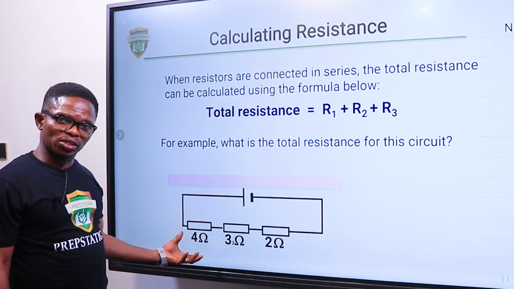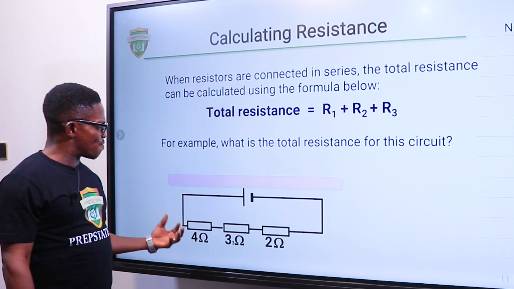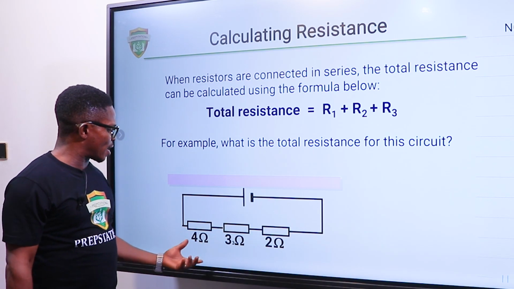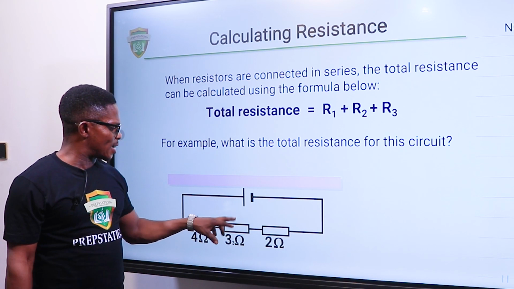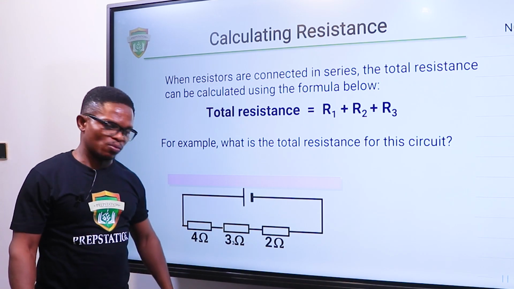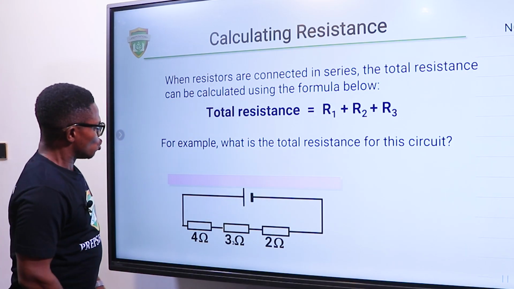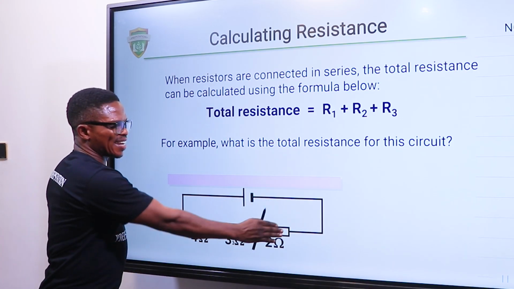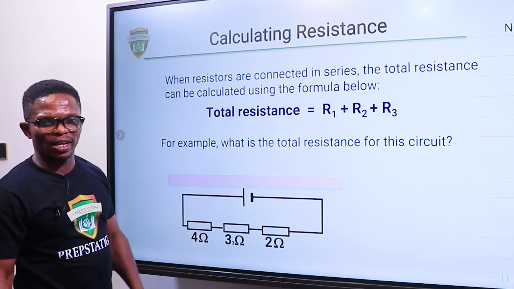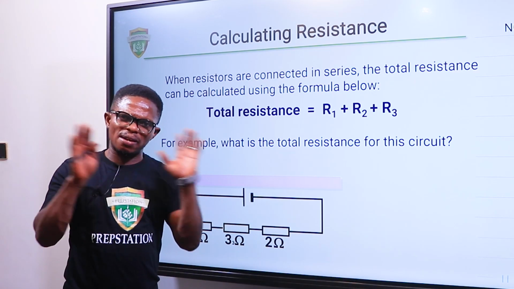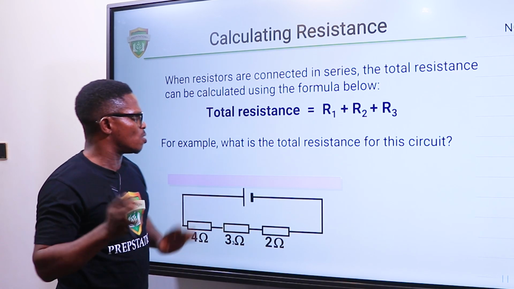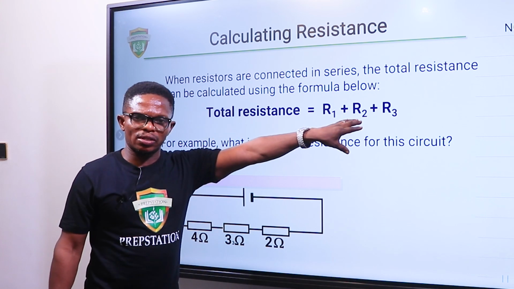What you have here is called a series connection, where you have an end-to-end connection. You can see 4 ohms resistor connected to 3 ohms, connected to 2 ohms. This is the source. This represents the cell or battery. So when you have resistors connected this way, how do you calculate the total resistance? Very simple calculation, very simple. The formula you need for this is what I have here.